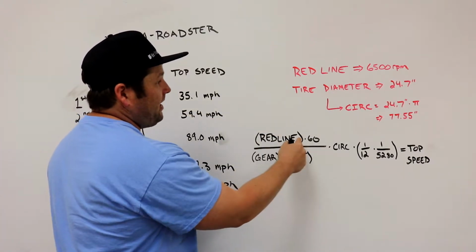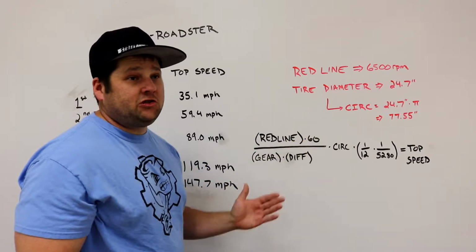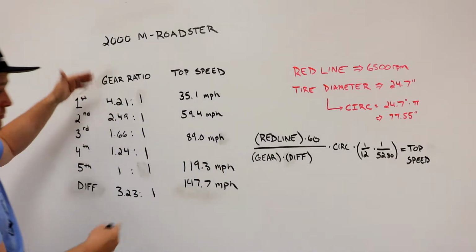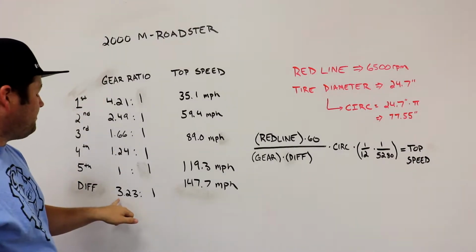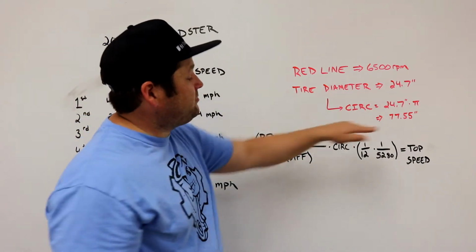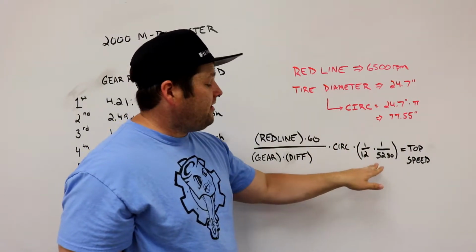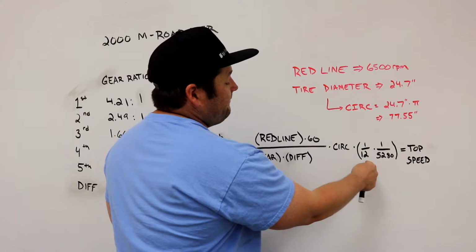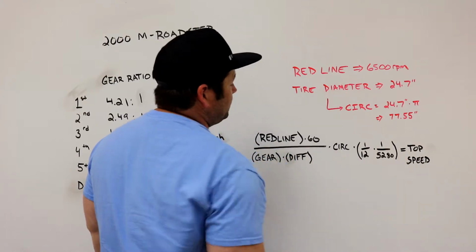So the equation is going to be your shift RPM. For this case, it's going to be 6,500 times 60, and that 60 is just a unit conversion to go from minutes to hours. We divide that by the gear ratio, which for first gear would be 4.21 times our differential gear, which is 3.23. And then you multiply that quantity by our circumference, which for this case would be 77.55. And you divide this whole quantity by 12, and then you divide it by 5280. And this is going to be a unit conversion. So we're going from inches to feet, feet to miles. So with all that, your unit should be miles per hour for top speed.